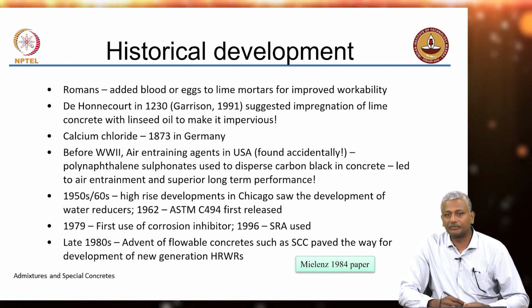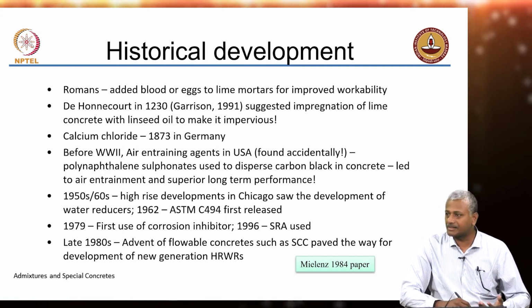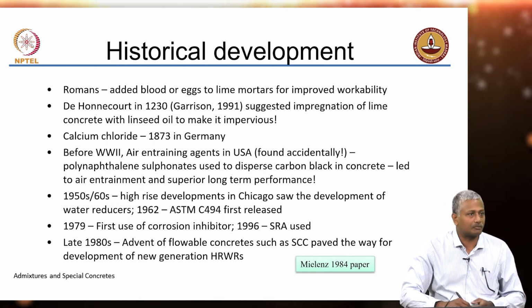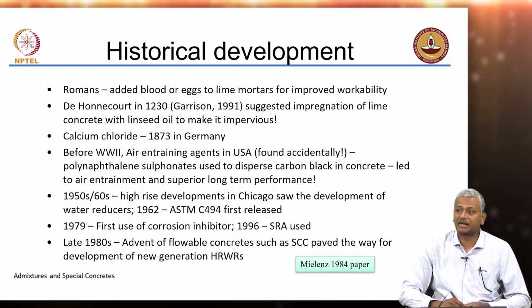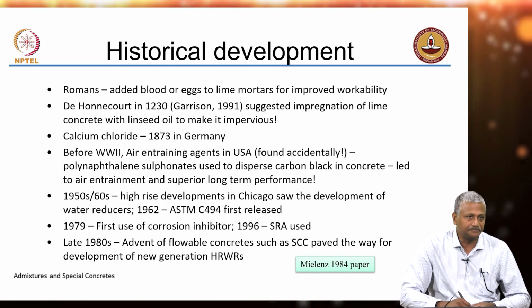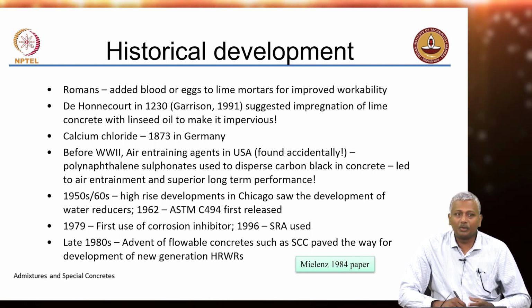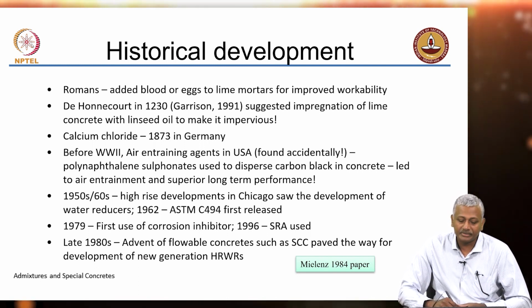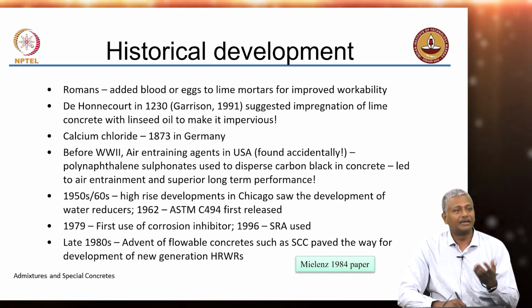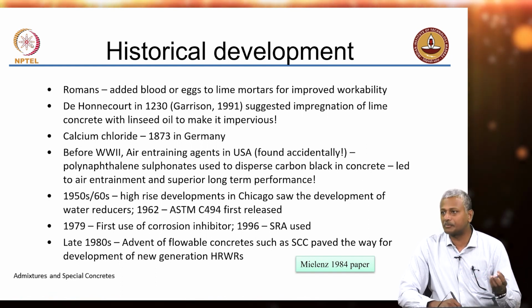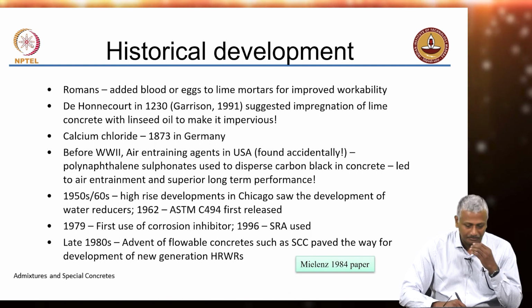Calcium chloride, which is well known as a very good accelerator for concrete, setting accelerator for concrete. The first use was described in 1873 in Germany. And before World War II, air-entraining agents were used in the US, and this was found accidentally based upon certain types of chemicals that were being used.